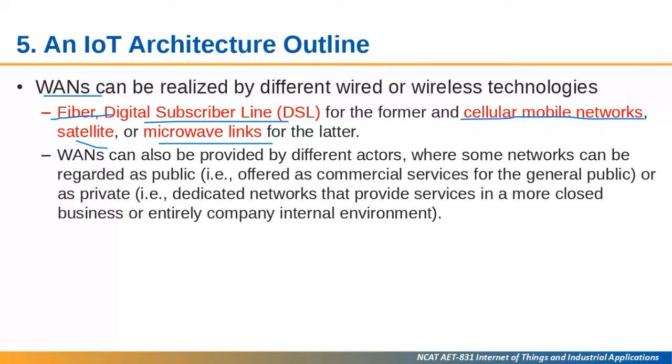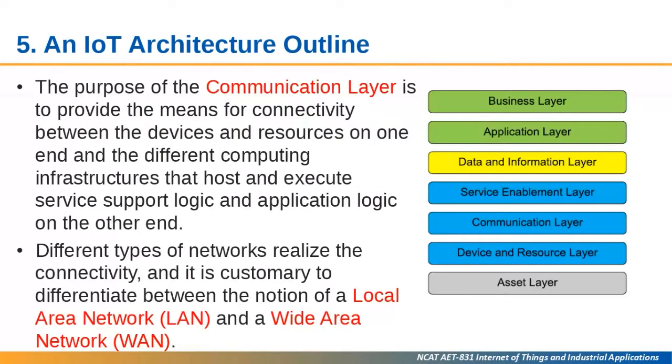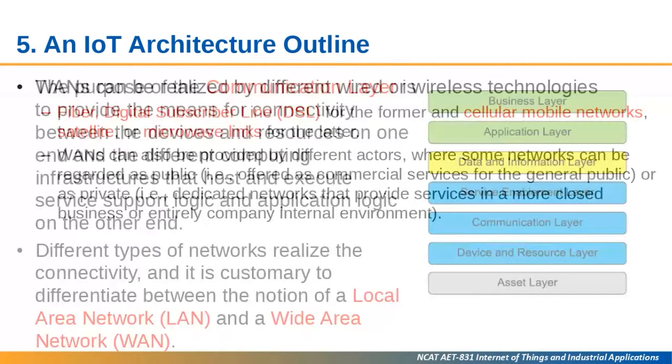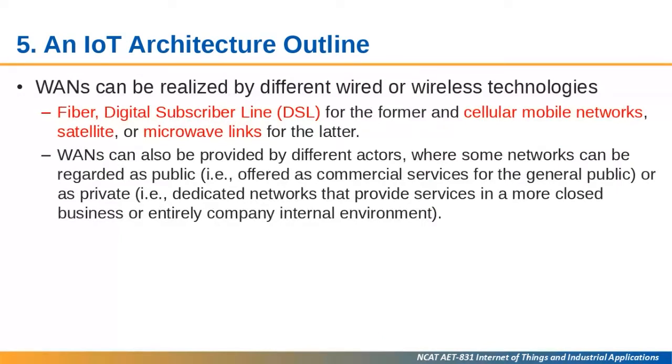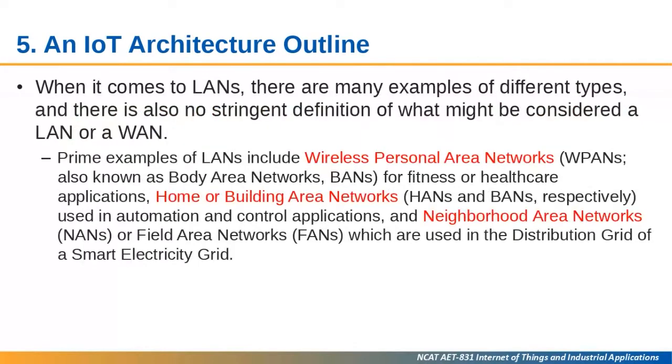So the W stands for wide. If you look at this, the DSL and the satellite can enable the communication of different devices over long distances. For example, using satellites, you can communicate with people on the other end of the Earth. And for the cellular mobile network, basically it will cover also several miles, right? Considered to be wide. That being said, we also have the local area network.